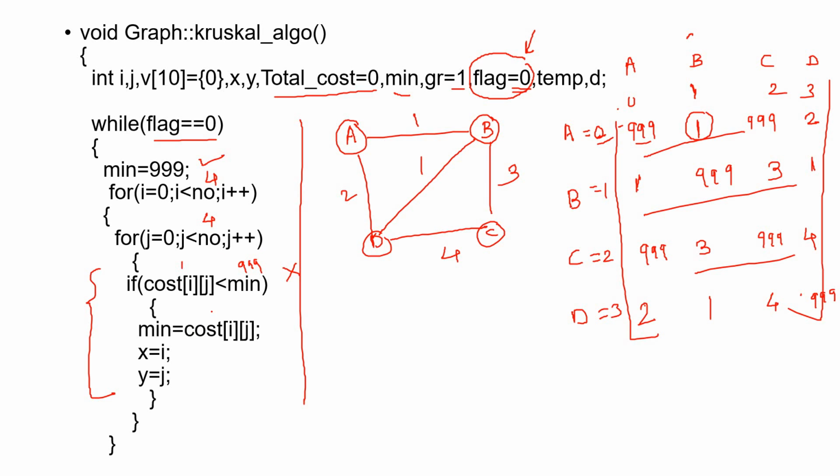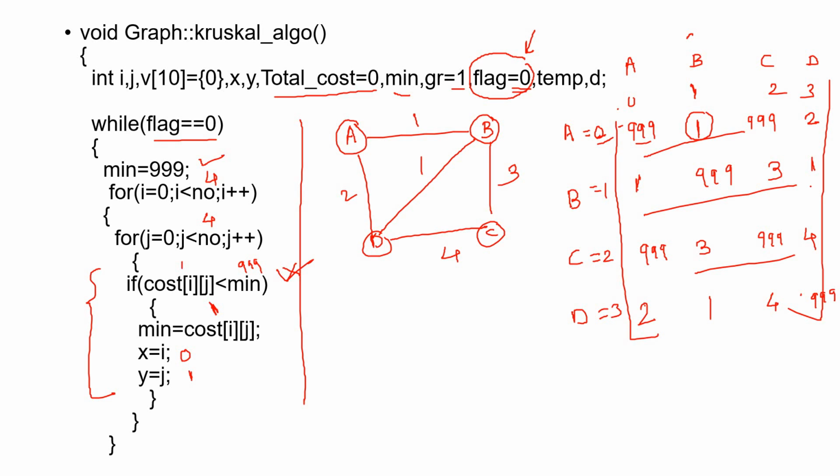Yes. So minimum is equal to, now this condition is true, so minimum is equal to cost of 0, 1, that is equal to 1. So now the new minimum value is equal to 1, and when minimum value is equal to 1, x is equal to i, which means i is 0 and j is 1. Okay?